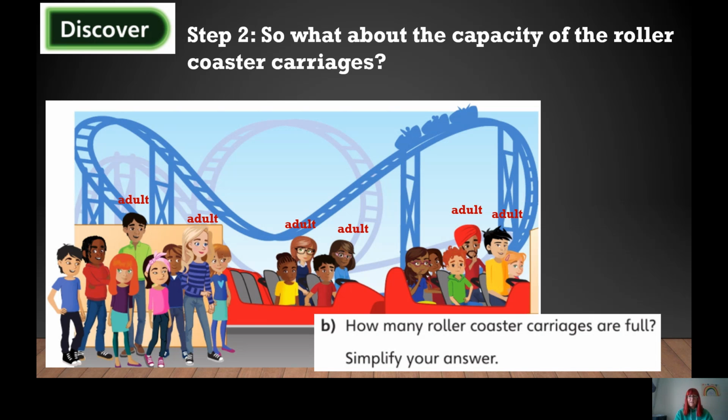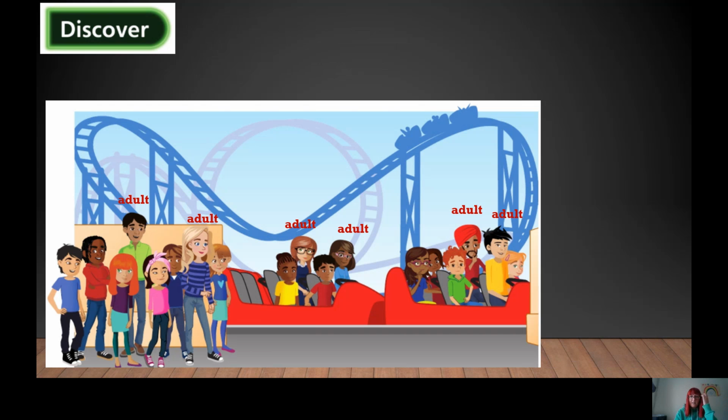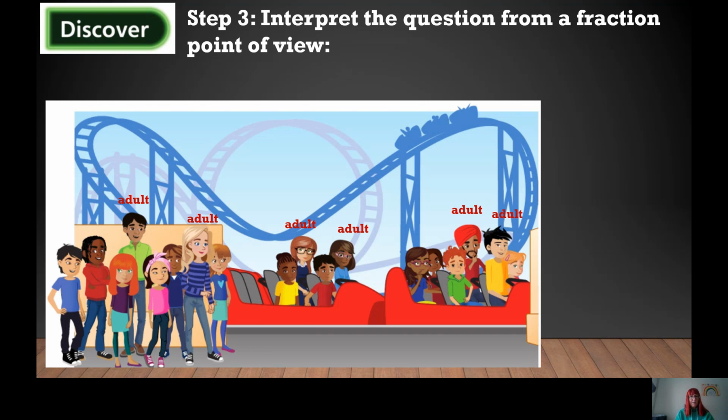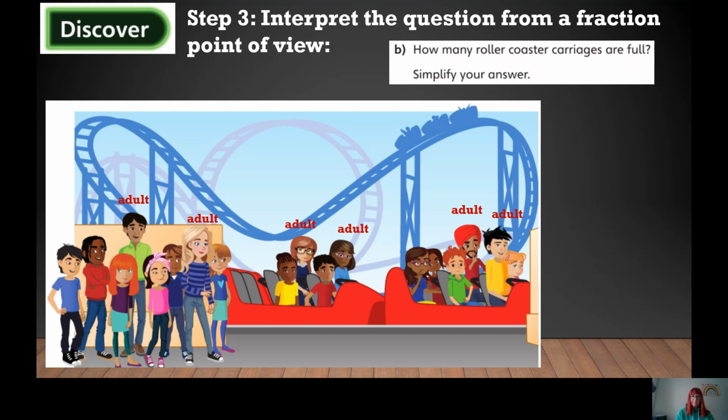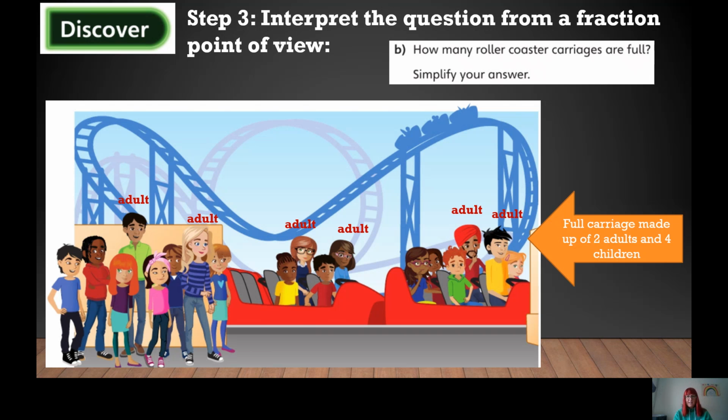How many roller coaster carriages are full? And it asks you to simplify your answer. Well, let's interpret this from the point of view of a fraction. Here we go. The question again, roller coaster carriages. How many of them are full? And simplify your answer.